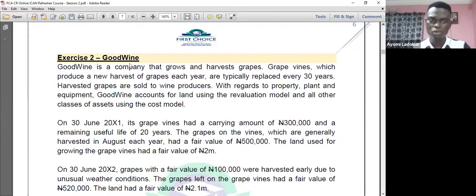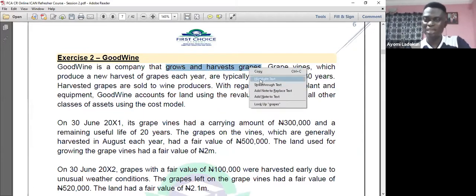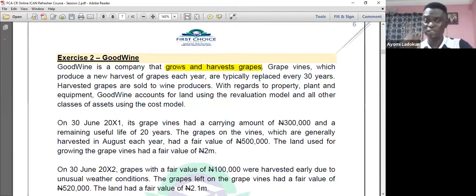Okay. It said, Good Wine is a company that grows and harvests grapes. Can you see that? When I see this, I don't need a soothsayer in the exam hall to tell me that this is IAS 41. Okay. Grapevines. Can you see? It said grapevines which produce new harvests of grapes each year are typically replaced every 30 years. What is that? This is a bearer plant. If you have listened to me very well, we said bearer plants are used to grow agricultural produce, okay?